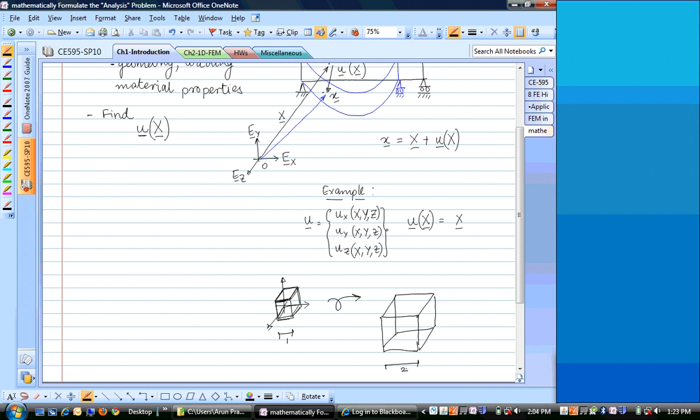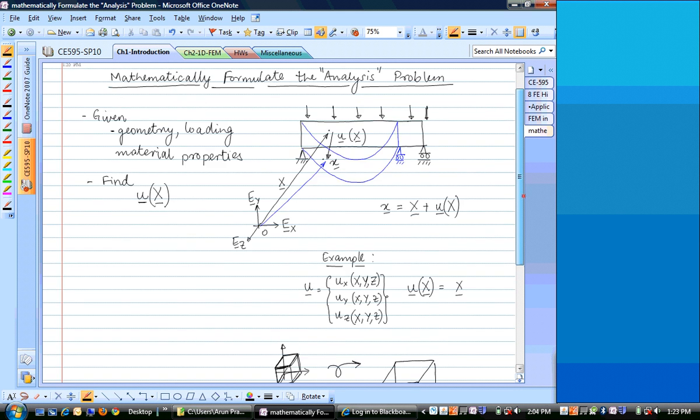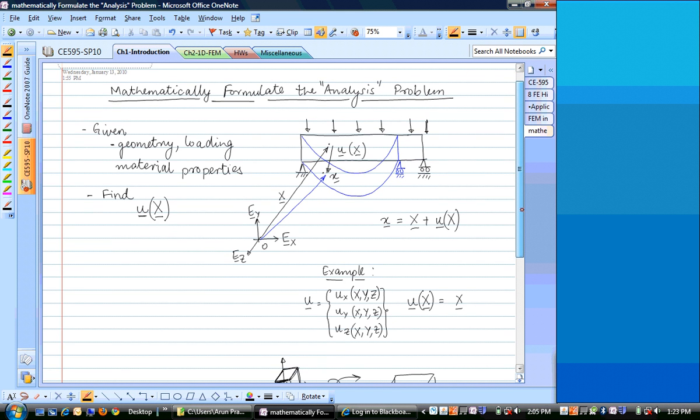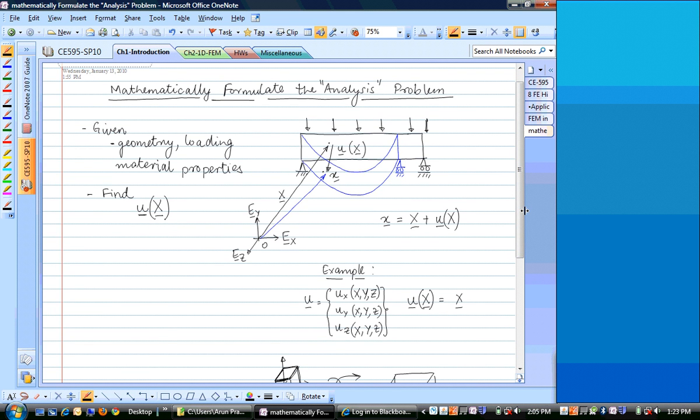So this is basically what we are trying to do here, is trying to describe the deformation of material. This is your displacement map. If you give me x, I can tell you where it went. So this is a displacement map. All right, so coming back to the analysis problem.